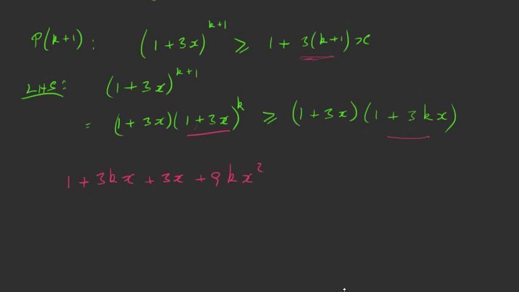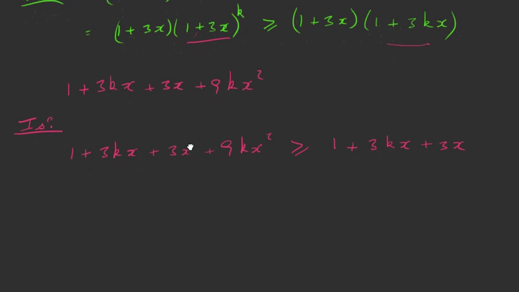Okay, now if we can show that this is greater than this here, that's what we want to do. So we'll just write, is 1 plus 3kx plus 3x plus 9kx squared greater than or equal to this here, which is just 1 plus 3kx plus 3x. I've just multiplied out this bracket here. So if this is greater than this, then this must be greater than this here. So let's have a look and see if we can do this.